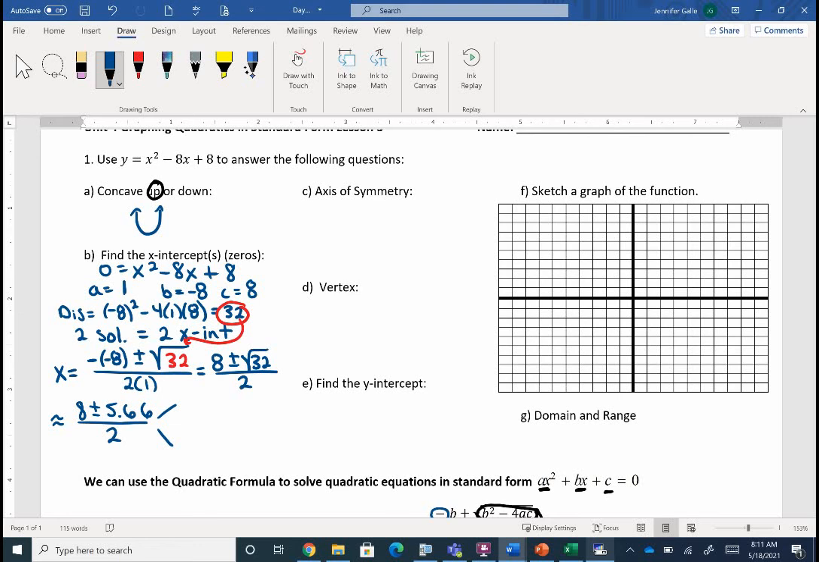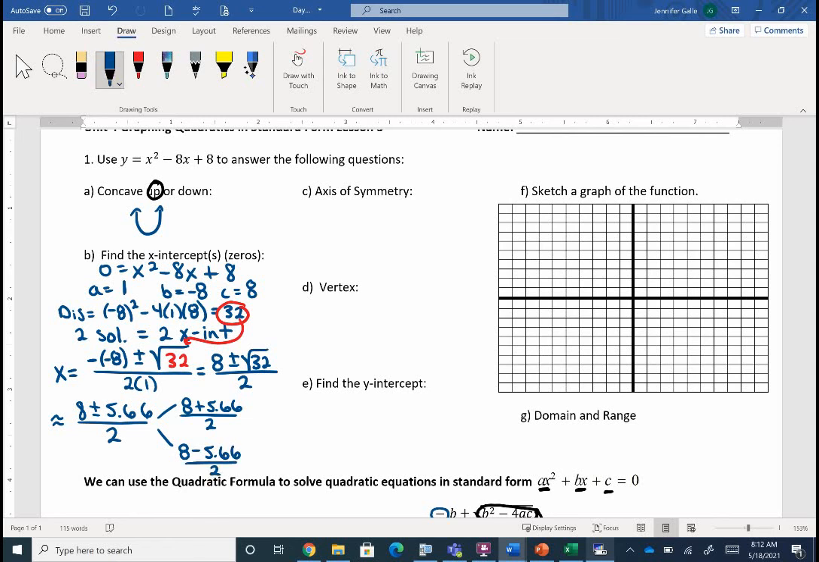How you like to organize it is going to be up to you. I'm going to do the plus part first. So 8 plus 5.66 divided by 2. And then I have the minus. 8 minus 5.66 divided by 2.